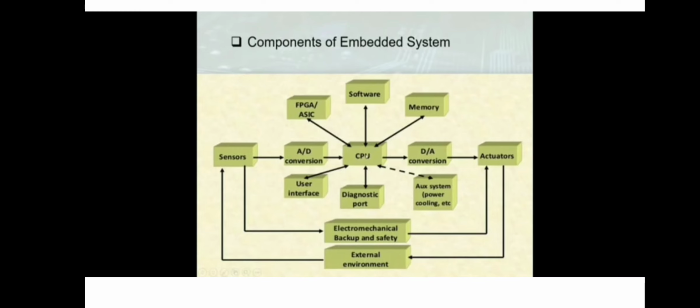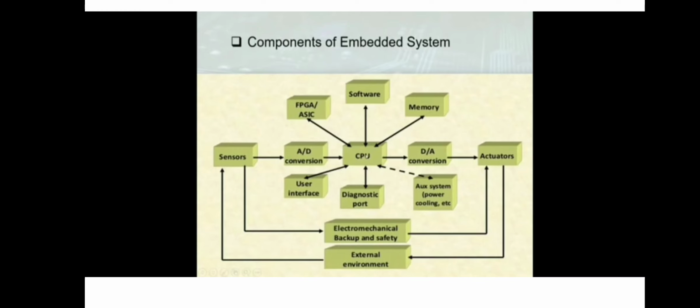And in this embedded system, sensors are the inputs. They take the inputs from the external environment and generate analog signals, and give those analog signals to the analog to digital converter. This converter converts the analog signals to digital signals and gives them to the CPU. The CPU takes those digital signals, executes and processes them, and checks and analyzes whether they are correct or wrong. And then it generates digital signals. These digital signals are given to the digital to analog converter. This converter takes those digital signals and converts them to analog signals, and gives them to the actuators.